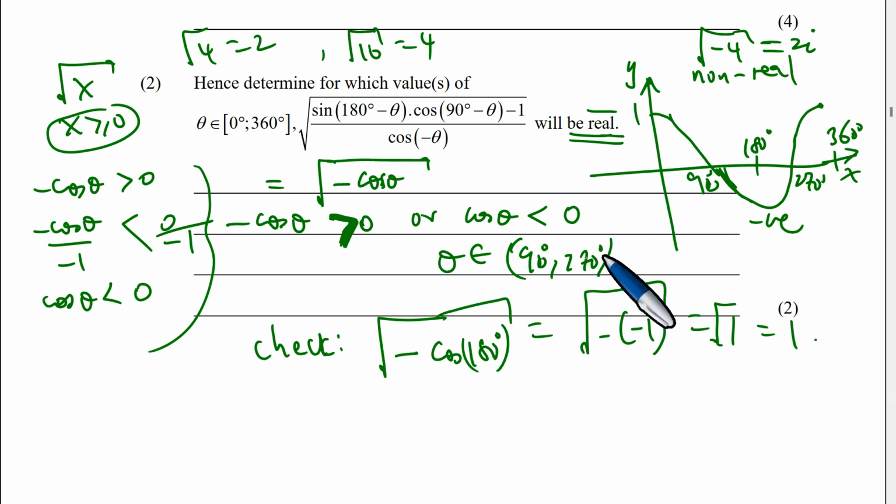What about any theta that's outside these, like 0 degrees? You take cosine 0. Cosine 0 is 1, and the square root of -1 is non-real. So we found the values of theta such that the expression with the square root is real. So if they ask this question about real things in the exam and they put a square root, you forget about the square root and check what is under the square root. Okay, next question.